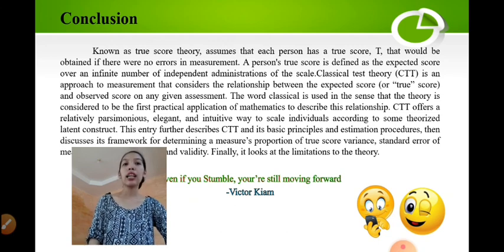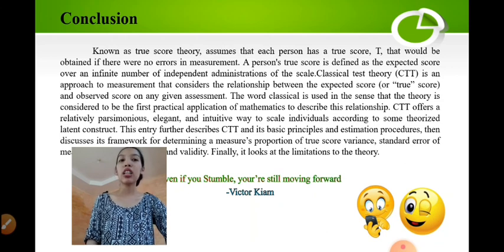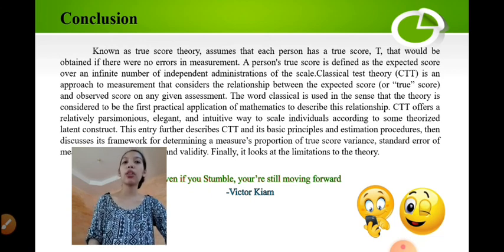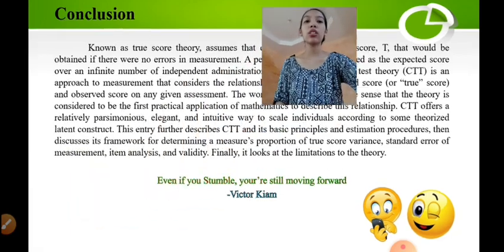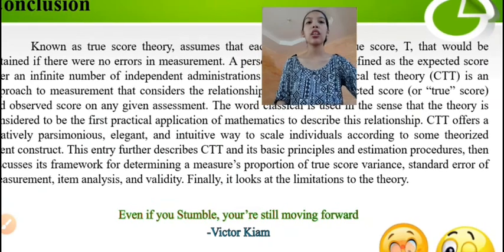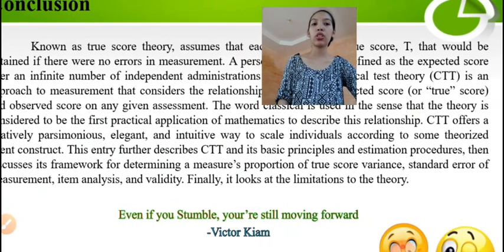So the word classical is used in the sense that the theory is considered to be the first practical application of mathematics to describe the relationship. Classic is different from dynamic. CTT offers a relatively parsimonious, elegant, and intuitive way to scale individuals according to some theorized latent construct. So this entry further describes CTT and its basic principles and estimation procedures.